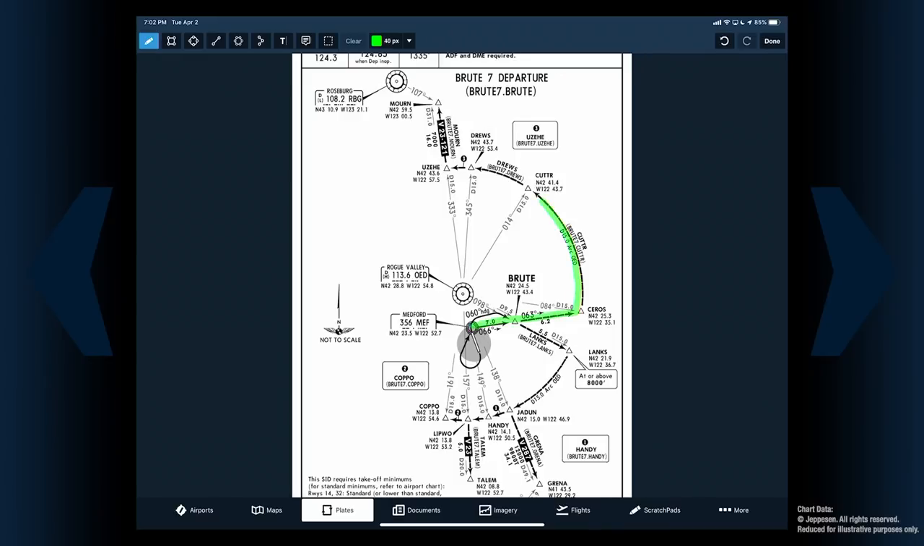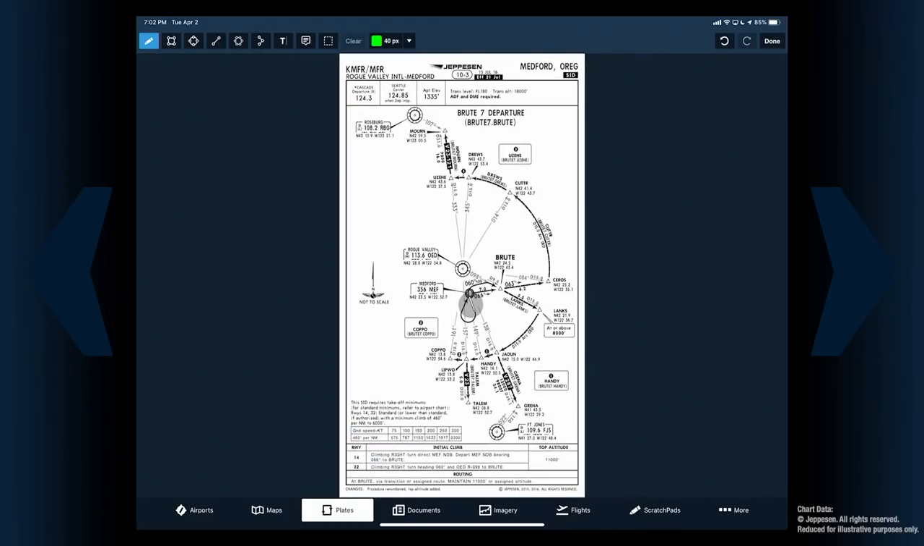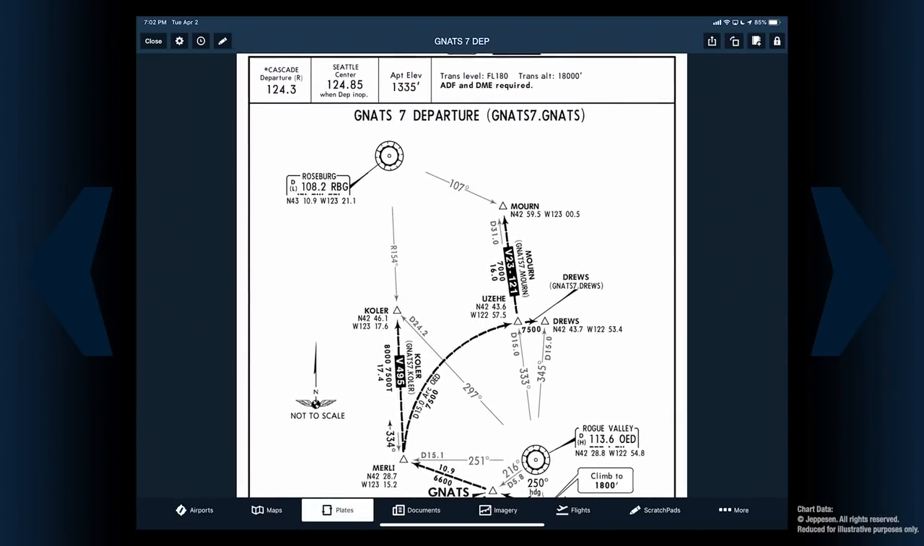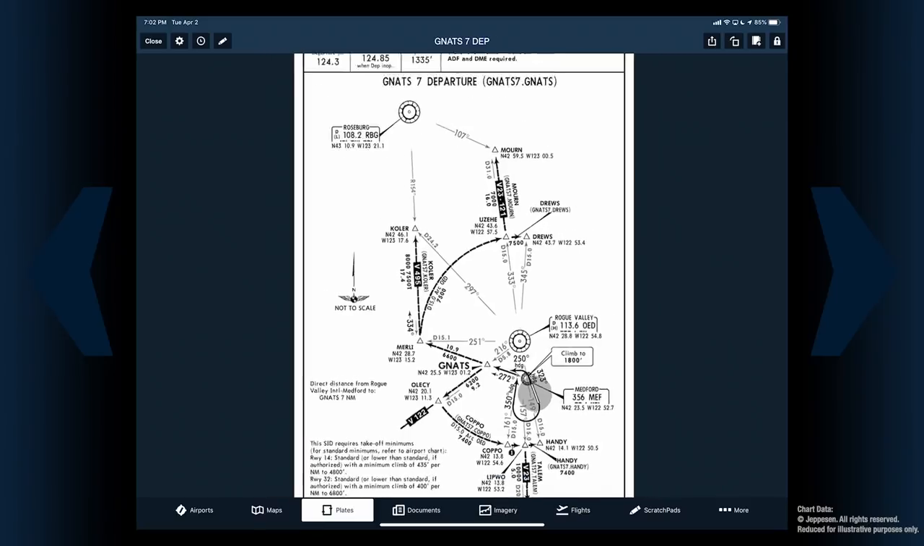We took it all the way here to Uhizi and Mourne and headed off back to, I think we're headed to Eugene there. So it's a typical departure procedure. If you're flying out of the airport in IFR conditions, you're gonna get this. And you can also see they've got another one arcing the other direction. That's the NATS 7 arc departure procedure.